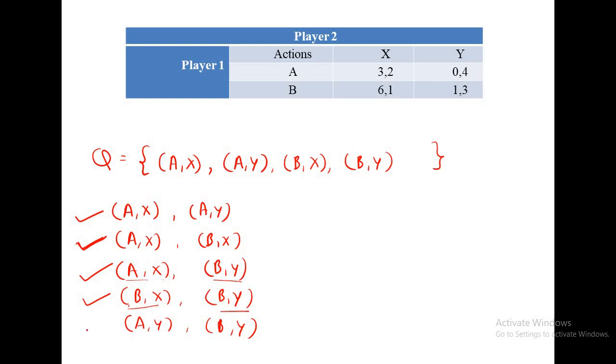The last pair is AY and BY, and this pair also holds true for the state competitive game. So if all the pairs satisfy the condition of a state competitive game, then we can say that this game is a state competitive game.